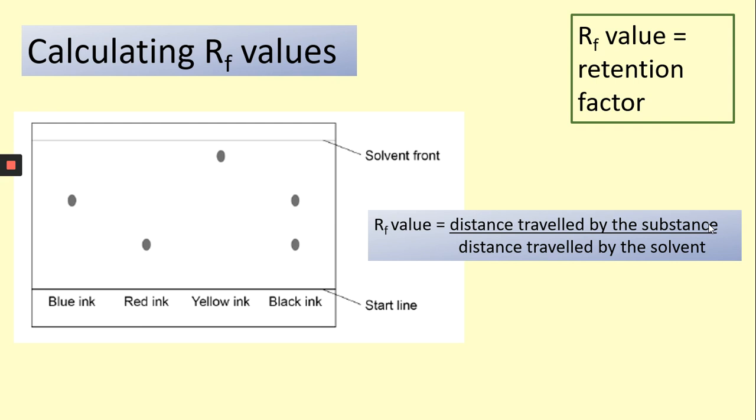So let's say we're going to look at the red ink. We know that the black ink has red ink. So when you measure, and you will literally do this with a ruler, you have to measure to the middle of the spot. Not the bottom, not the top, in the middle of the spot. And you'll always start at the start line from where it travelled to. So we've got our distance travelled by the substance. Like I say, it's in the middle.